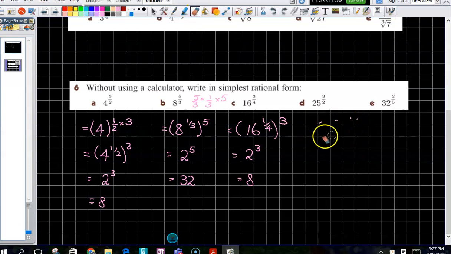So who would like to do D? How we're going to split the 3 on 2? In the brackets 25. Yep. The power of 1/2. Excellent. He's a legend. And then cubed.